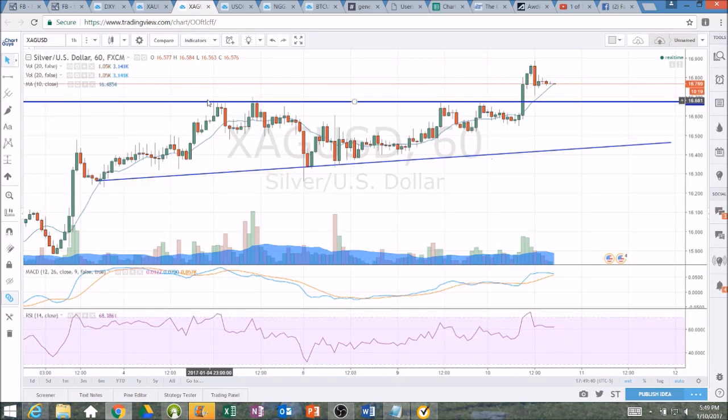Silver made a nice bull break. We had a quadruple top just below 1670. Clear bull break when gold had that bull break to hit higher highs. So the precious metals continuing to see upside.